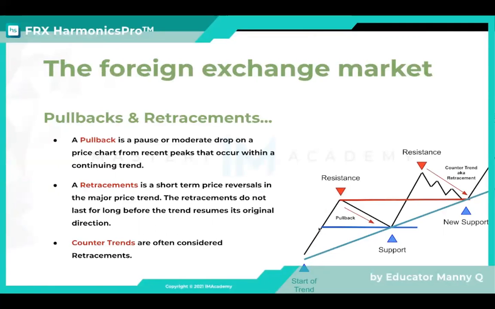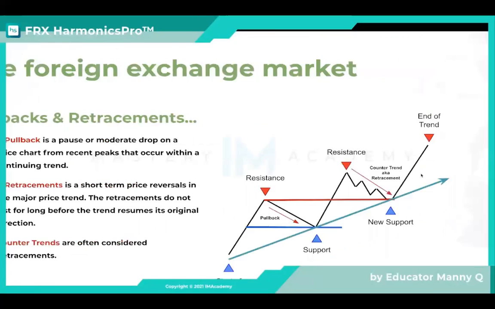The trend is now breaking a previous level of resistance, becoming the new support, creating a new high, becoming the resistance. And in one swift motion, the market is simply pulling back before continuing its uptrend and going in an upwards direction.